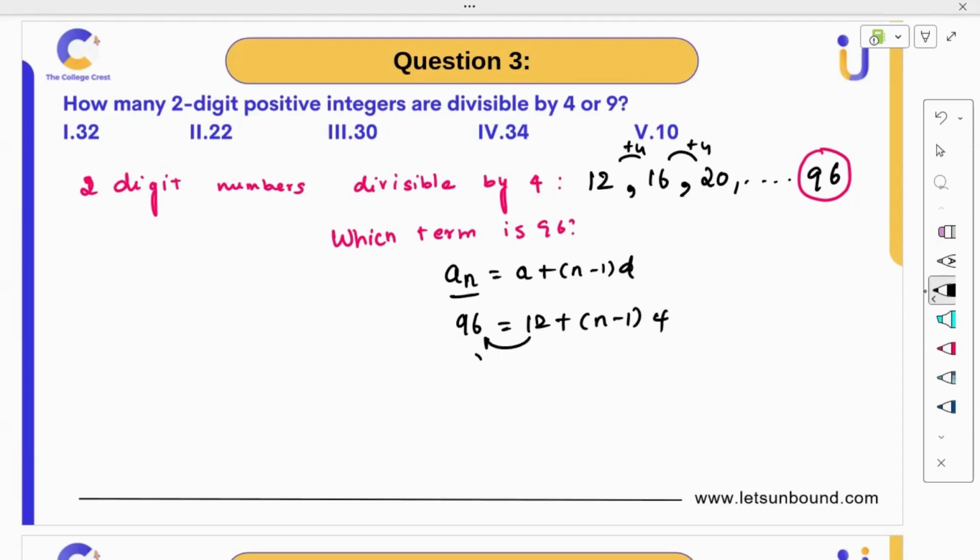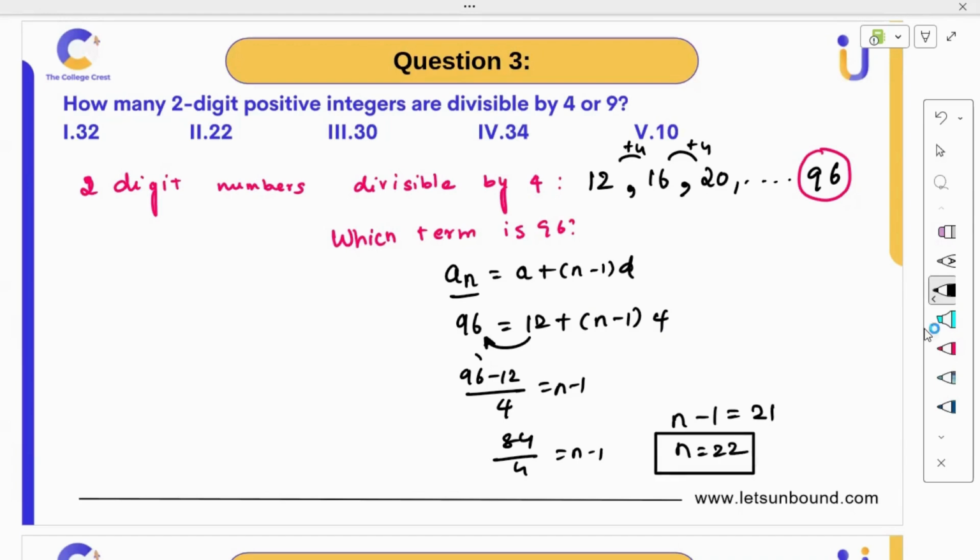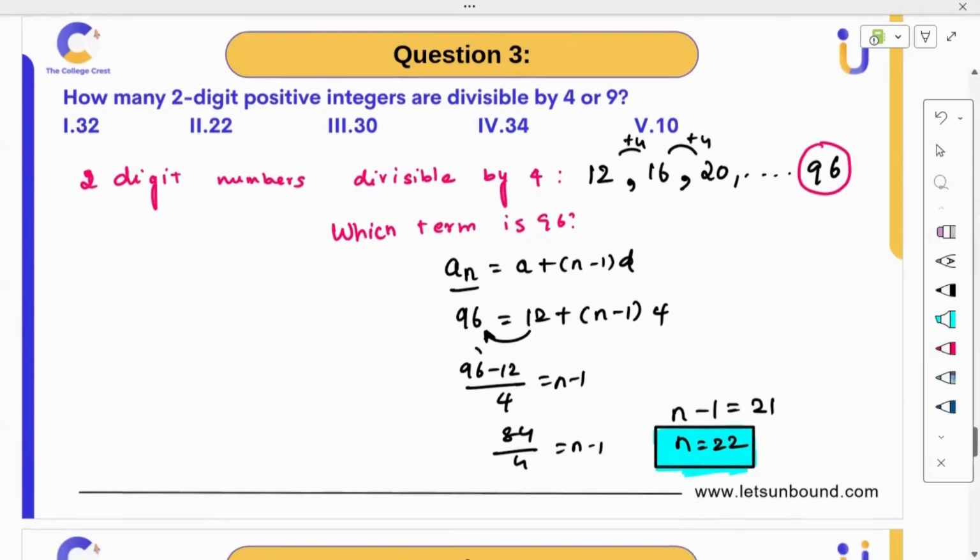First you subtract 96 minus 12, and then you divide by 4. You will get 84 by 4, n minus 1. N minus 1 is 21, and n is 22. So 22 numbers will be divisible by 4. Okay, but we need to do divisible by 9 also. Okay, don't pick 22. Next, divisibility for 9. Let's do it on the next page.